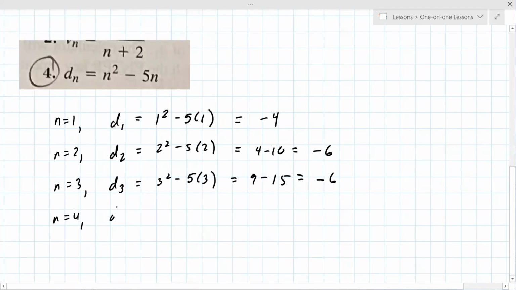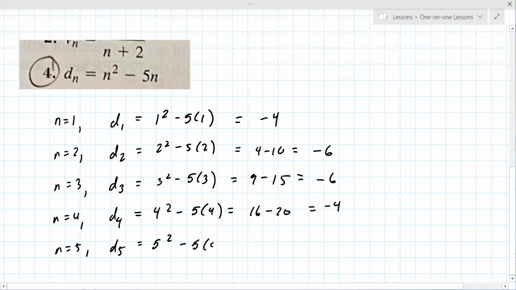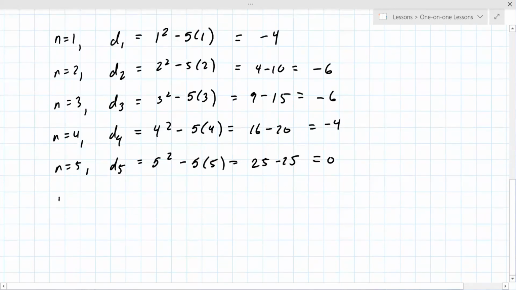N equals 4. D sub 4 equals 4 squared minus 5 times 4. That's 16 minus 20, which is minus 4. N equals 5. D sub 5 equals 5 squared minus 5 times 5. That's 25 minus 25, which equals 0. And then the next term, n equals 6. D sub 6 is 6 squared minus 5 times 6. 36 minus 30, which equals 6 there.